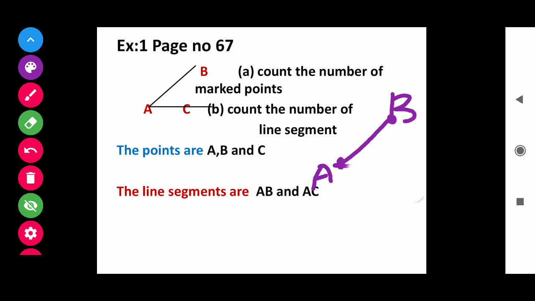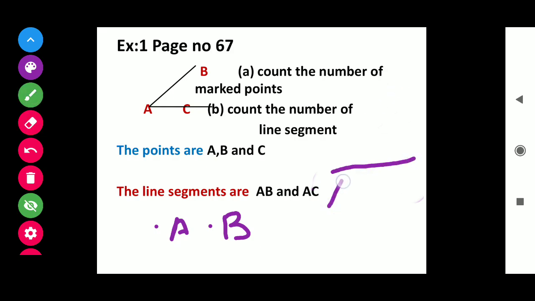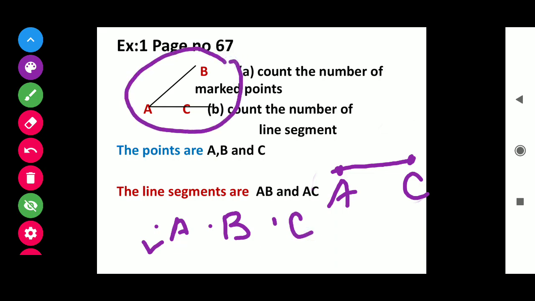Point A, point B. Now if we forget this and take this line segment, then it is AC, which has two endpoints A and C. Now tell me, how many total points are in this figure? There are three points: A, B and C.